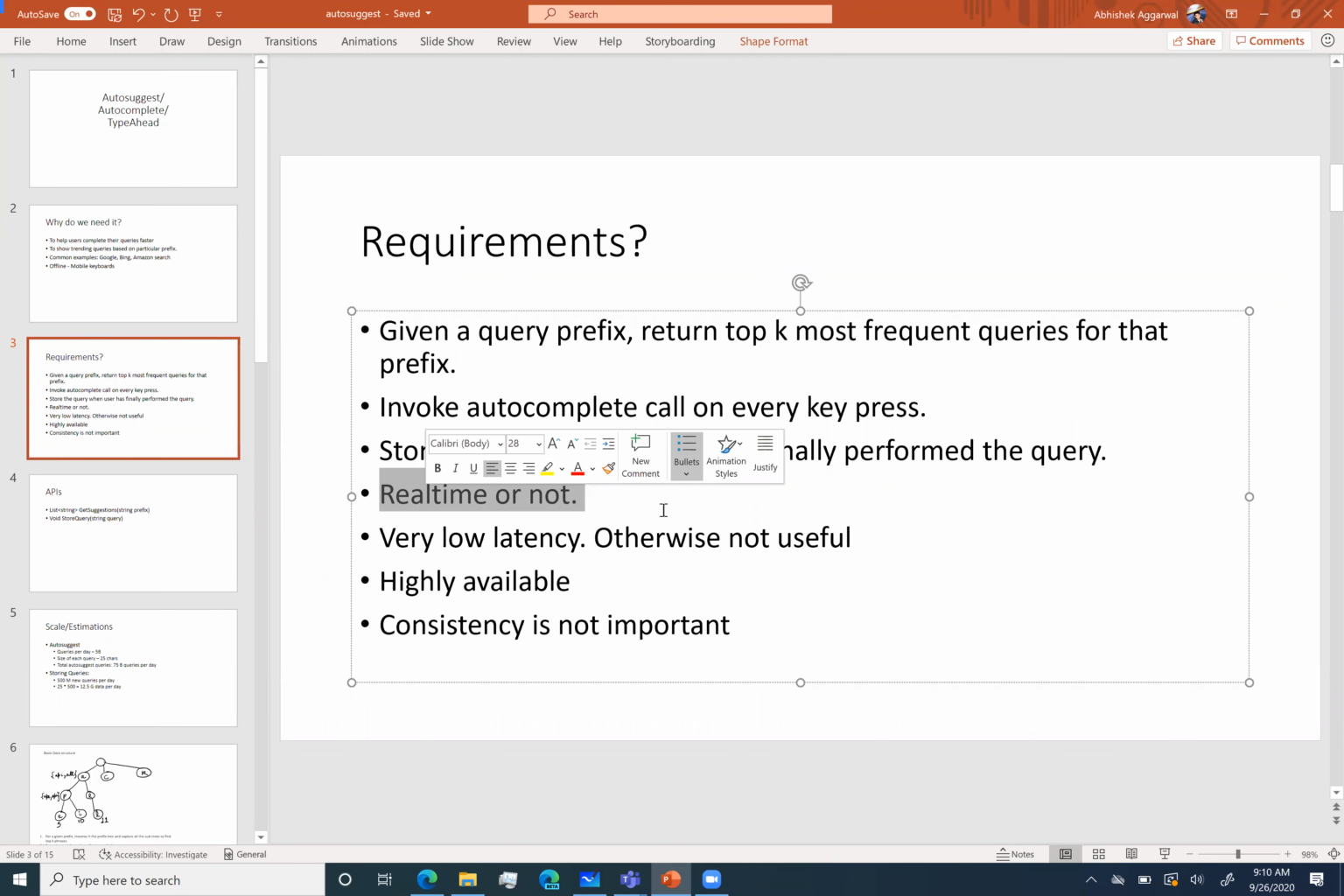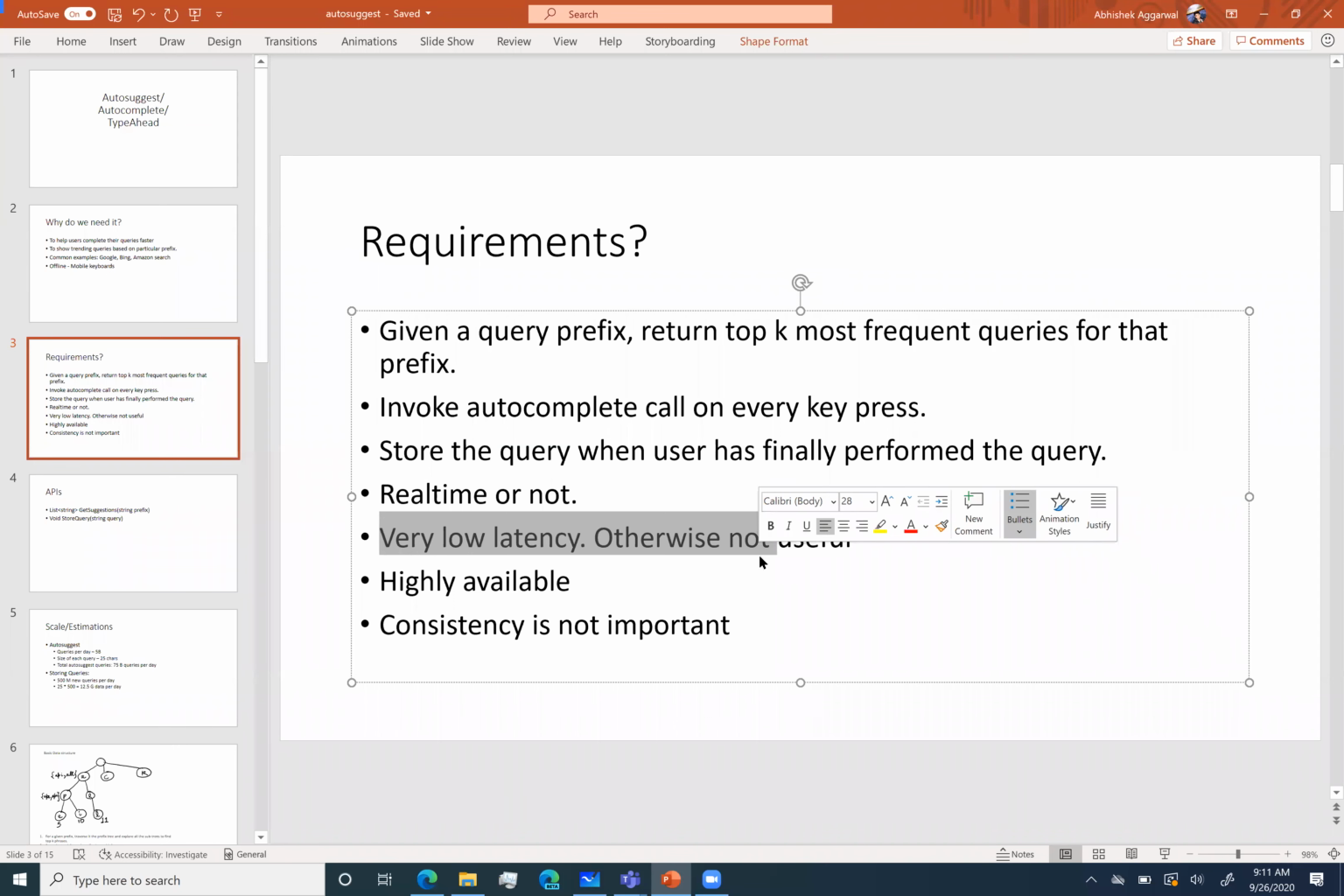So those could be the two ways to develop the system, whether it is more offline, creating those suggestions, or creating those suggestions in real time, right? But a very important requirement of this system is that it should be very low latency. Your read should be very, very fast, otherwise there is no use, because the user would have already pressed another keystroke and you would have lost that time, right?